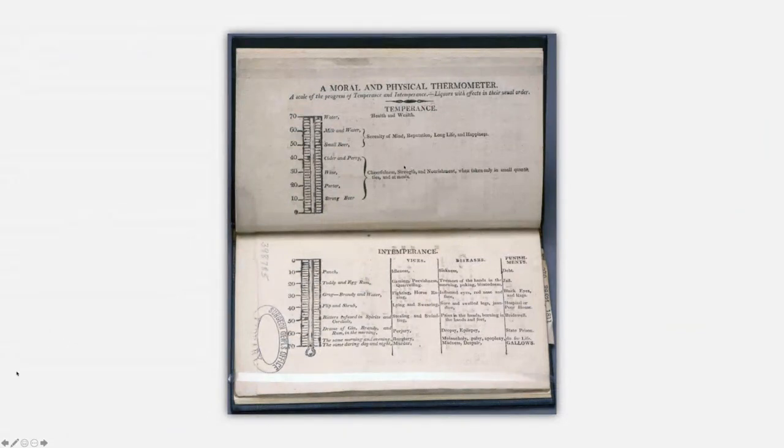This is from 1811. This was published in New York in 1811. Notice that they are giving like a thermometer with different drinks: water, milk and water, small beer would give you serenity of mind, reputation, long life, and happiness. Then if you drink other things, cider, wine, strong beer, that's going to give you cheerfulness, strength, and nourishment when taken only in small amounts and at meals. All of this is called temperance.